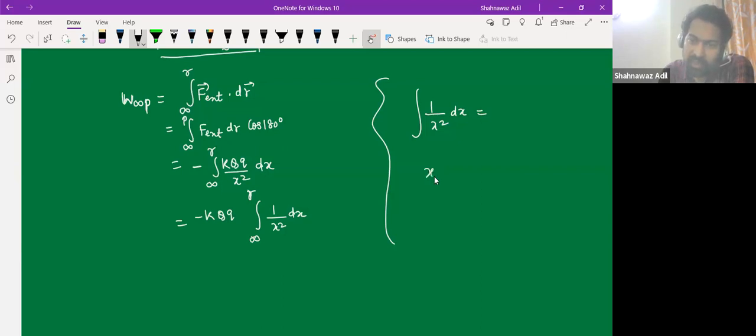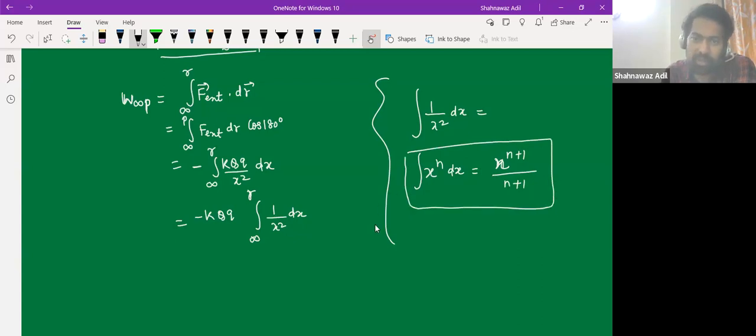The integral of x to the power n is x to the power n plus 1 divided by n plus 1. This is the general formula, right? You guys remember this? There is also a constant, but we ignore that constant.